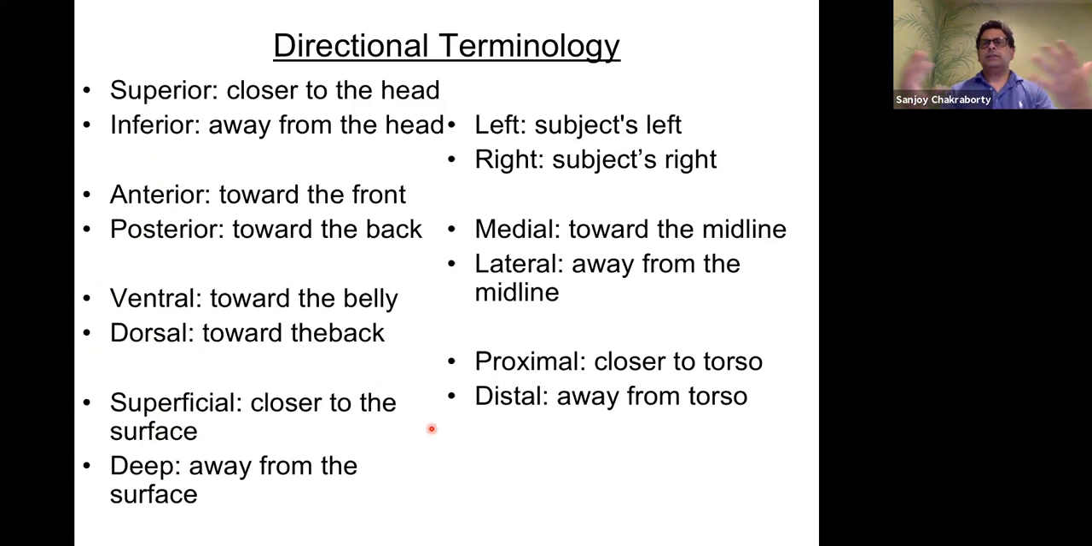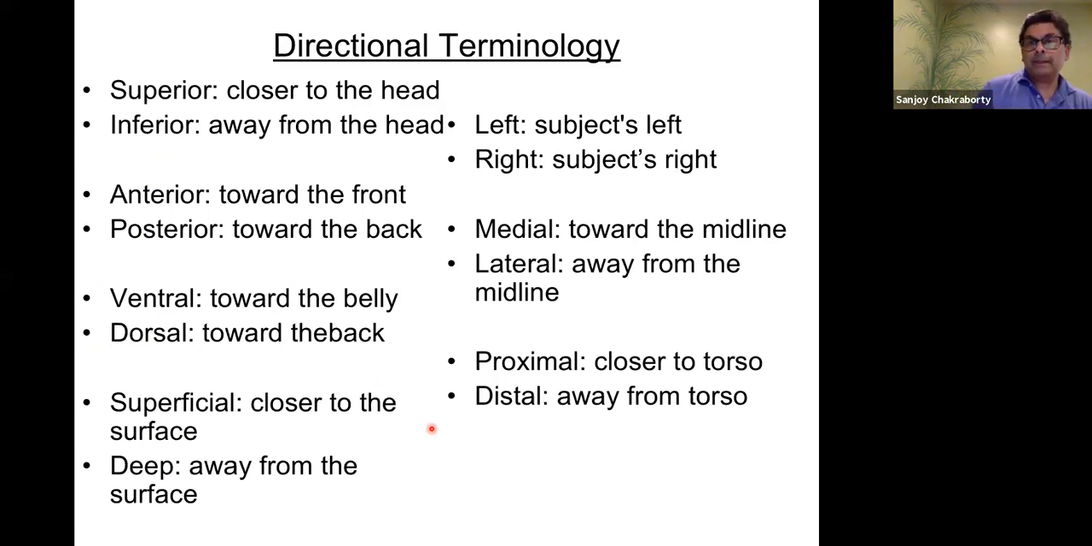Superficial and deep. Our body is three-dimensional. So skin, whether it is here or on the back, the skin is superficial. Deep is the organ inside. So skin is superficial, muscle is deep compared to the skin. Kidney is even deeper compared to the muscle. So superficial is the skin, and all the way to the core of the body, that's deep.